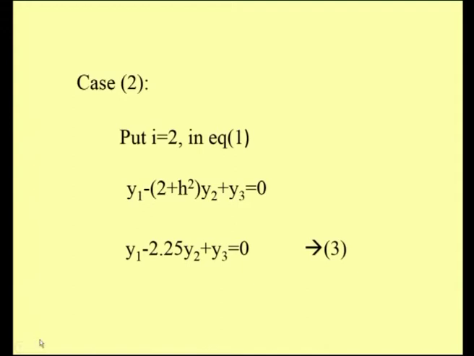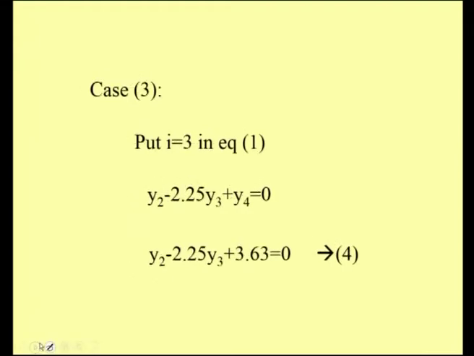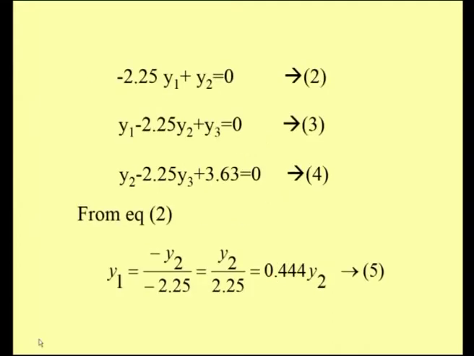Next, put i is equal to 2 in equation 1, we get the scheme as y1 minus (2 plus h square, with h again 0.5) y2 plus y3 is equal to 0. All the 3 unknowns are just kept as they are. Again, case 3, put i is equal to 3 in equation 1, we get y2 minus (2 plus h square) into y3 plus y4. Here y4 is known, that is 3.63, is equal to 0, and we have the 3 equations together. The second equation is by substituting i is equal to 1. So, the 3 equations are solved to find y1, y2, y3.